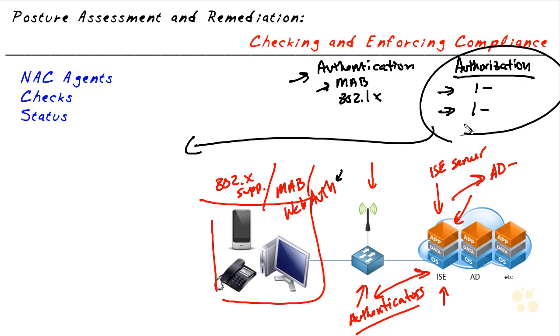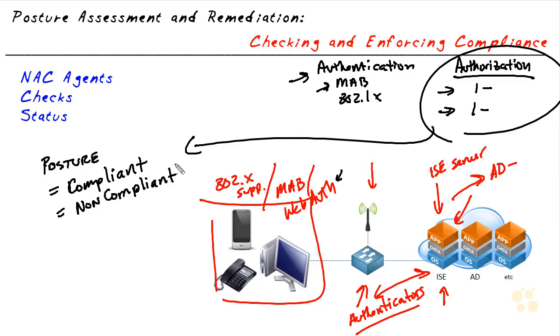Now, the piece that we're going to add to the authorization profiles is a check regarding posture. Is the client who's coming in compliant with the posture that we're requiring? For example, if we're looking for a specific version of antivirus software, or a specific minimum patch level for Windows, are they compliant? Or the other option is, are they non-compliant? And there's actually a third option regarding posture, and that could be unknown.